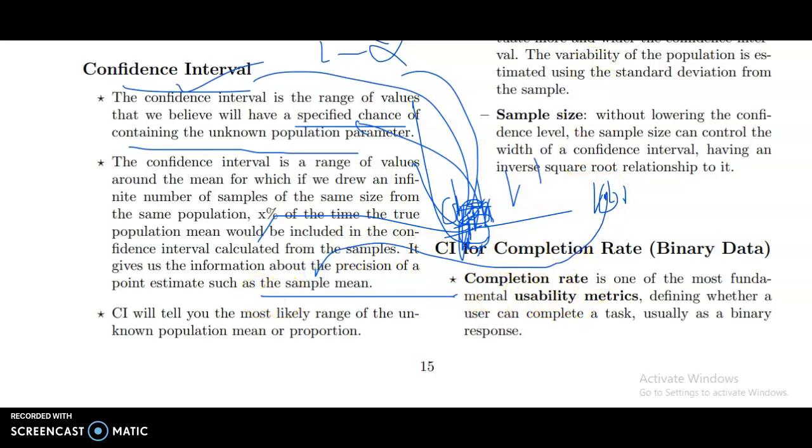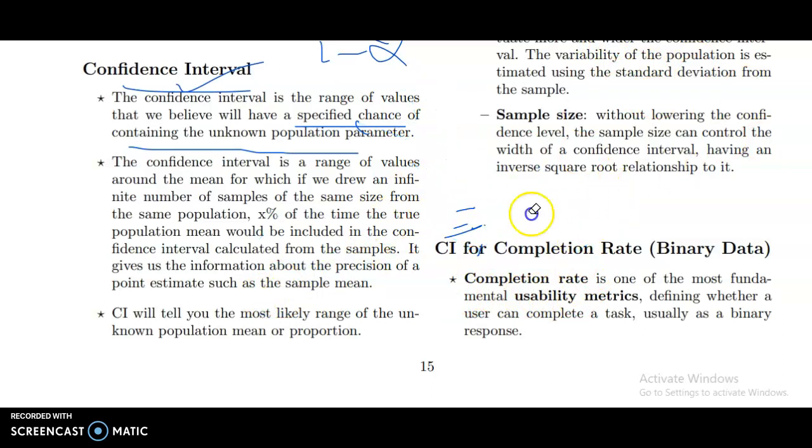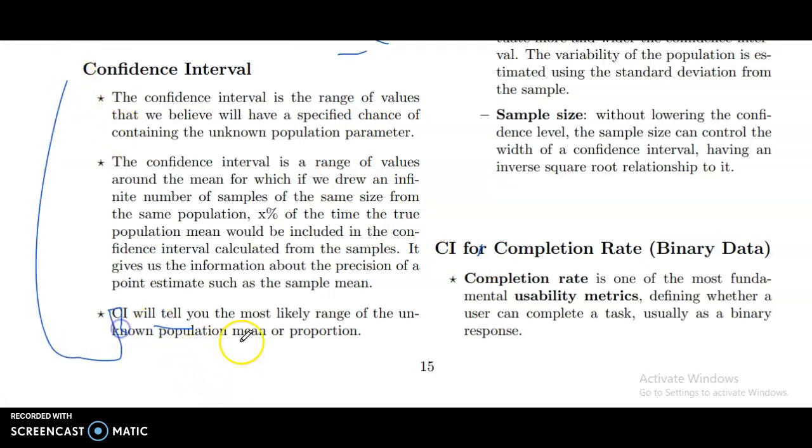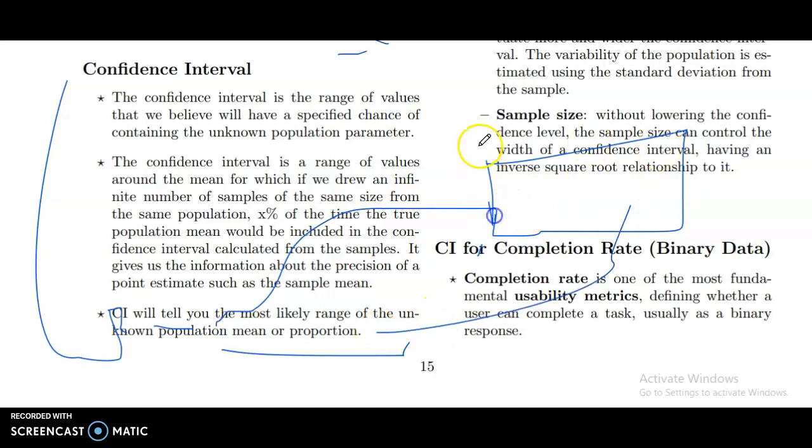CI means confidence interval. It will tell you the most likely range of the unknown population mean or proportion.